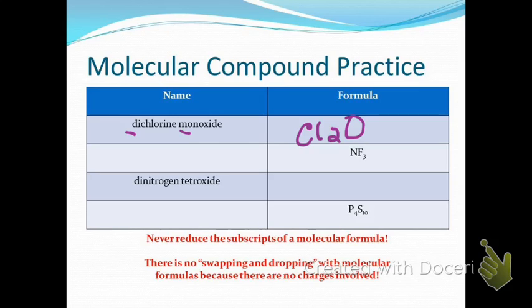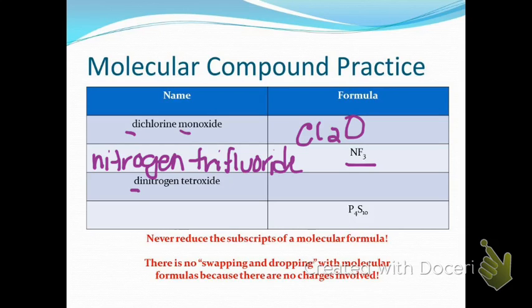That's it. Okay? N and F, now I know I need to use prefixes because N and F are both nonmetals. They're both on the right of the periodic table. There is 1 nitrogen, but do not use mono on the first element. So it's nitrogen. And then because there's 3 fluorines, I'm going to use tri, and then instead of fluorine, fluoride.